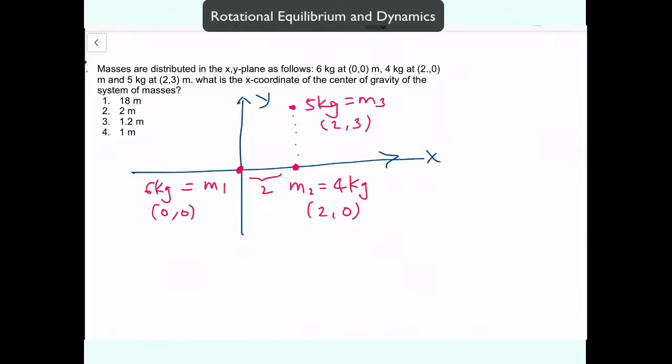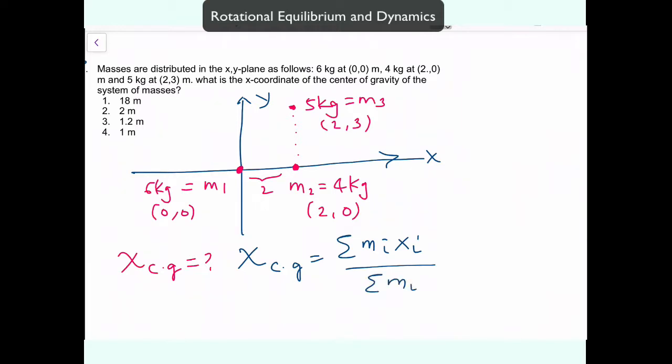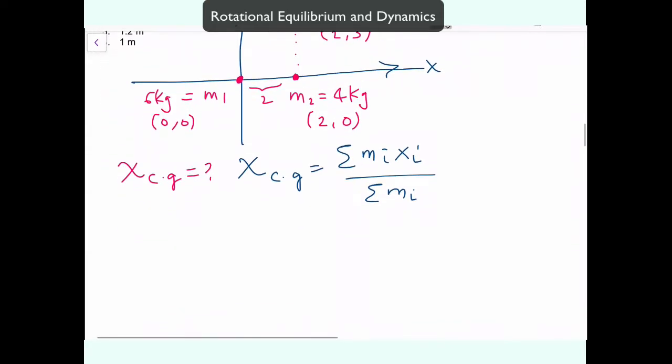Now the question is, what is the x coordinate of the center of gravity? So x center of gravity equals what? The equation that we derived for center of gravity in the x direction is equivalent to the mass of the individual masses multiplied by their respective distances in the x direction, divided by the sum of all the masses. Okay, so what do we mean by this?